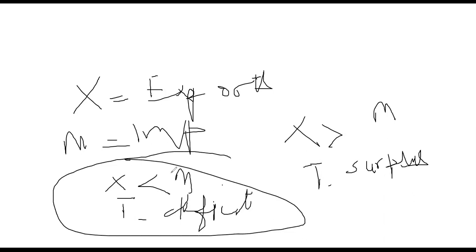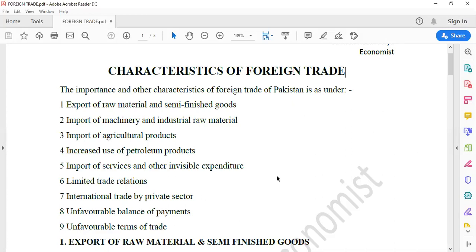Why are we facing trade deficit? What are the characteristics of our foreign trade? We will discuss them now. They are mentioned here: export of raw material and semi-finished goods, import of machinery and industrial raw material, import of agricultural products, increased use of petroleum products, import of services and invisible expenditures, limited trade relations, international trade by private sector, unfavorable balance of payments, and last is unfavorable terms of trade.